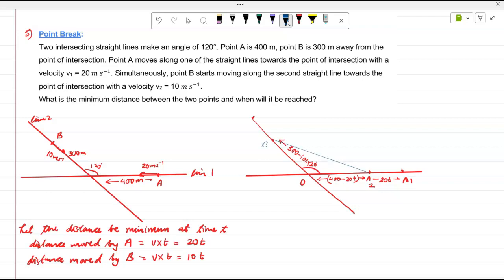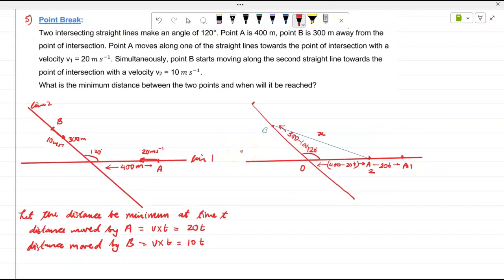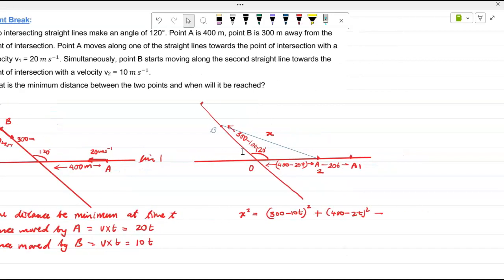You cannot take Pythagoras, because this is not a right angle. So how do you find the distance? Let the distance between them be x. Apply the cosine rule, not SOHCAHTOA, obviously, as it's not a right angle triangle. The cosine rule: x squared equals a squared plus b squared minus 2ab cos C, where C is the included angle.